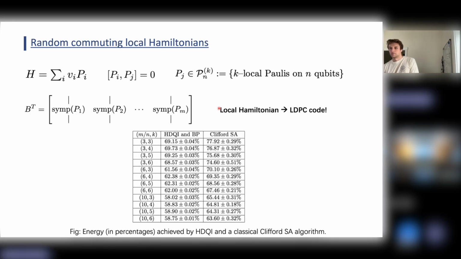Let me give a bit more detail on each of these blocks now. In the random commuting model, it's not too important what's written here, but I just want to compare energies. Here we give the maximal energy, in percentages, achieved by HDQI, and we compare it to a classical algorithm that we come up with. The classical algorithm consistently outperforms HDQI, but they're not too far apart.